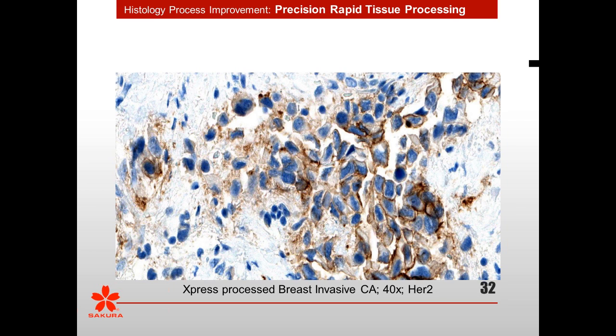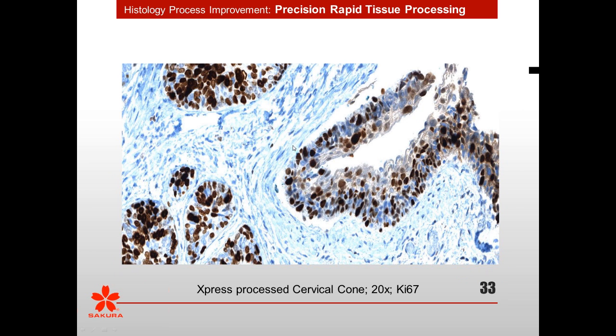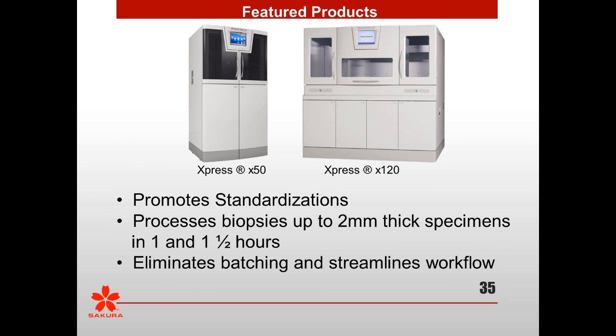HER2 on the same type of breast sample. As you can see, again, by creating precision, you can create consistency. And again, we don't have the time to go over many samples, but you can get very good, diagnostic, reliable, and consistent results using precision rapid tissue processing. A piece of cervical cone tissue, KI67, and then that's the end of the photomicrographs.